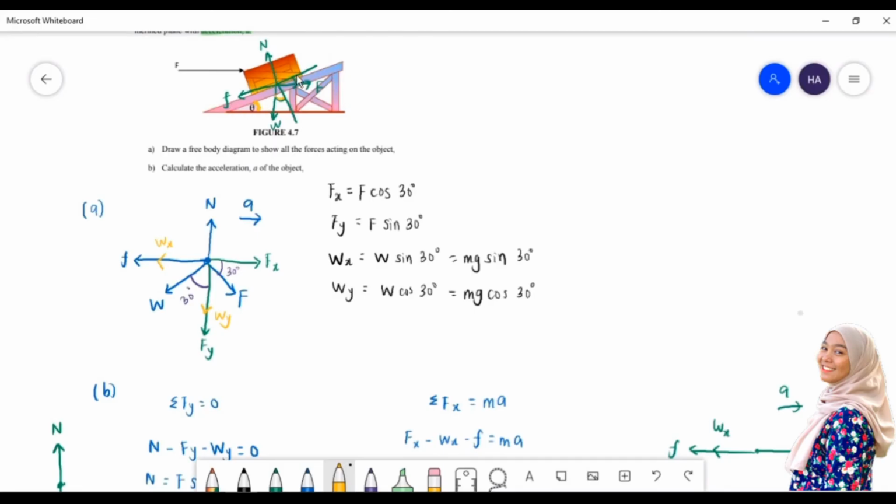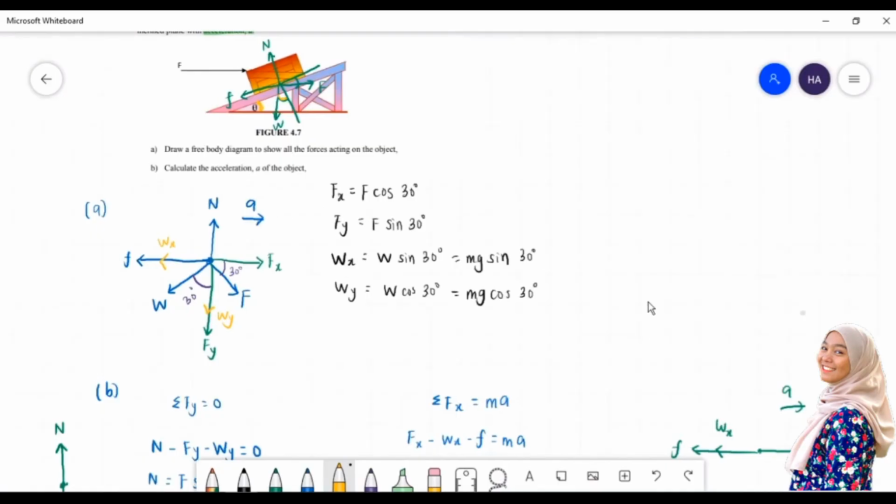Kita dapat macam ni. So, 30 degree dia di sini. Okay. 30 degree dekat situ. Jadi, Fx dia adalah F cos 30 dan Fy dia adalah F sin 30. Okay. So, ni adalah free body diagram dia dan acceleration dia ke arah sini, ya. Untuk B, dia suruh calculate the acceleration of the object.